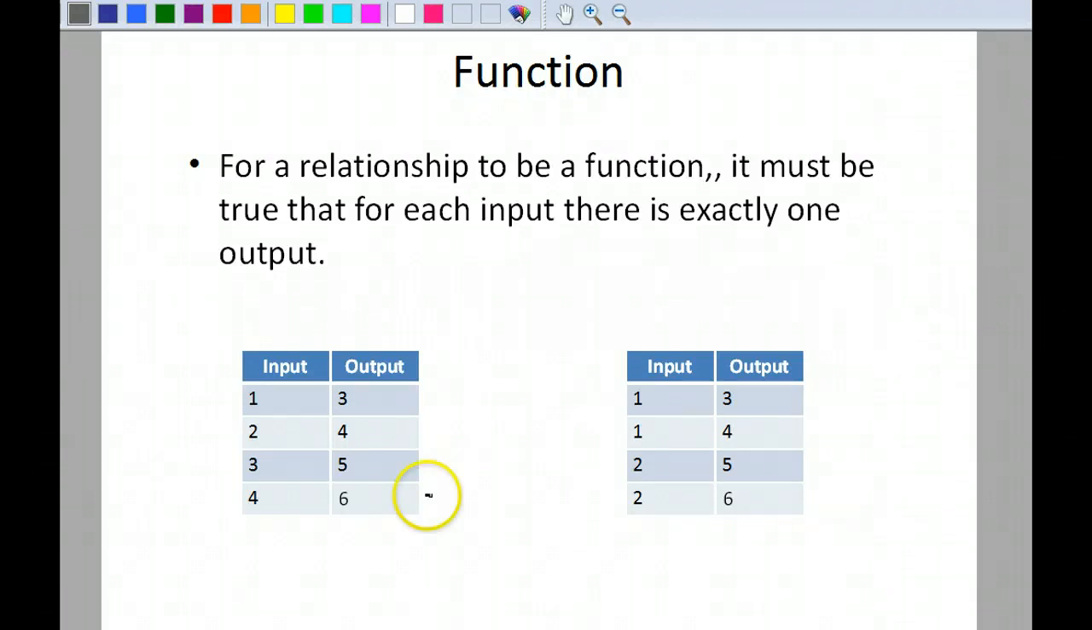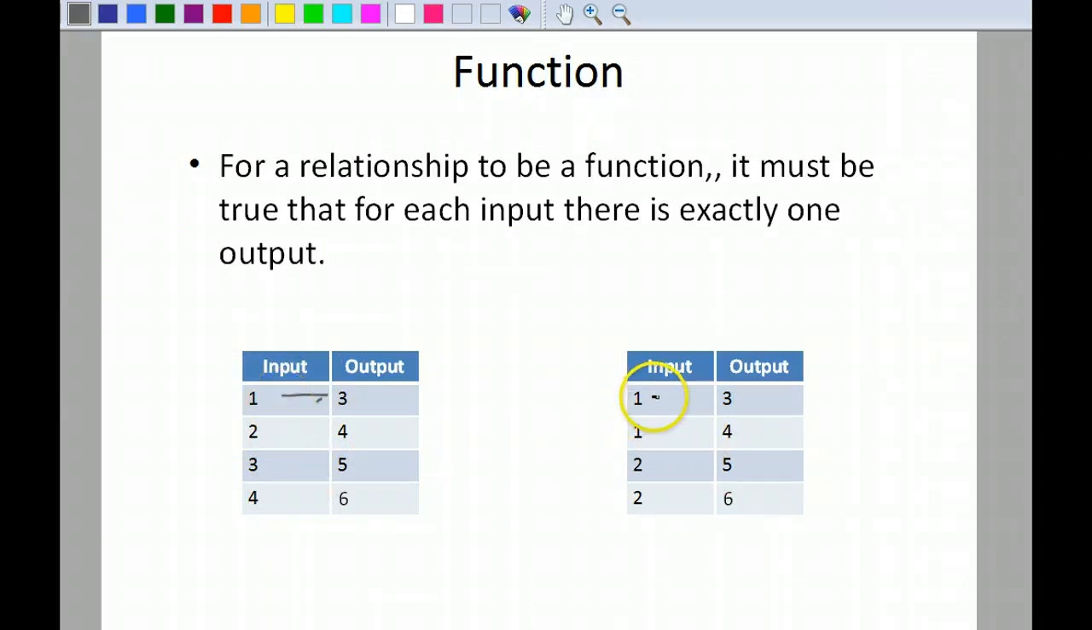Okay, now let's look at these two tables and determine if each of these are functions or not. So for this one, I have an input of 1, an output of 3; 2, 4; 3, 5; 4, 6. So for each input, there was only one output. Let's look at the next one.